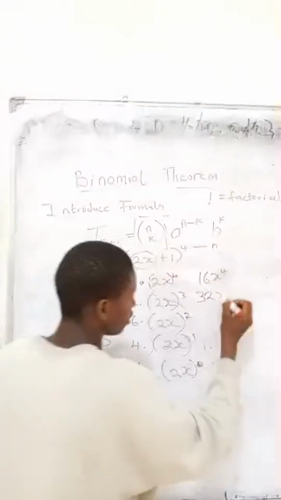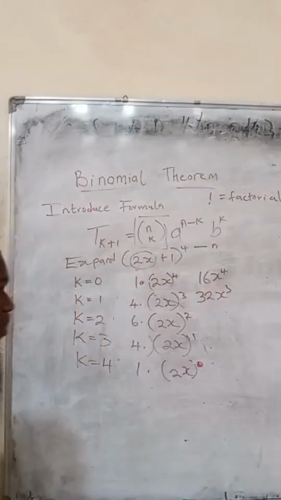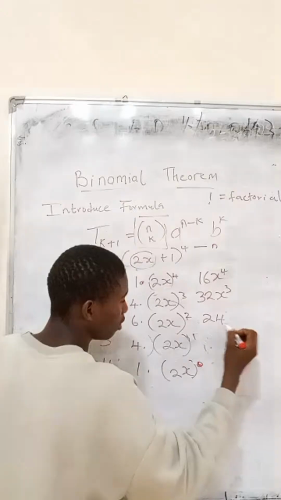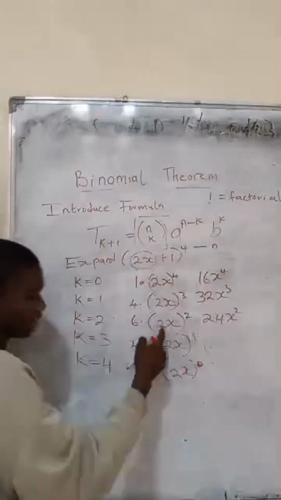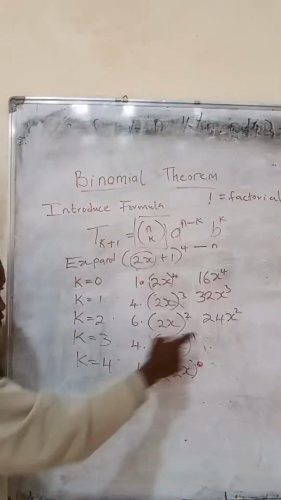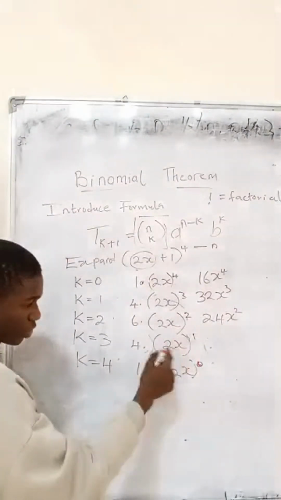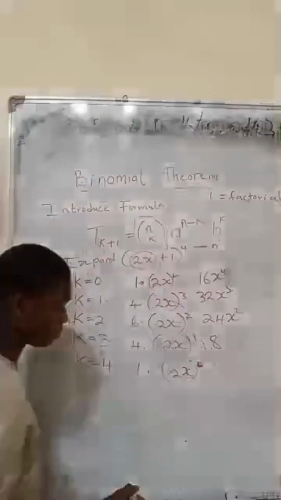x raised to the power of 3. Then the same thing applies here. Then this is going to give me 4. So I'm going to be having 24x raised to the power of 2. If I get 4 here, then 4 times 6 is 24. So from this place, everything raised to the power of 1 is still the same. So this time is going to give me 8x.